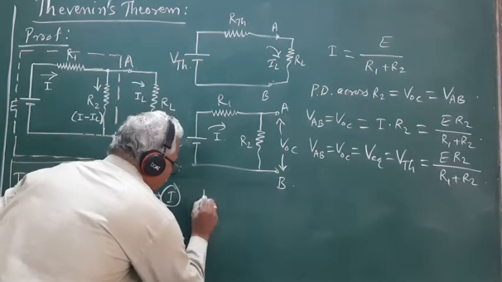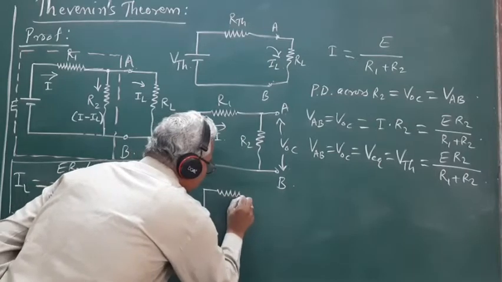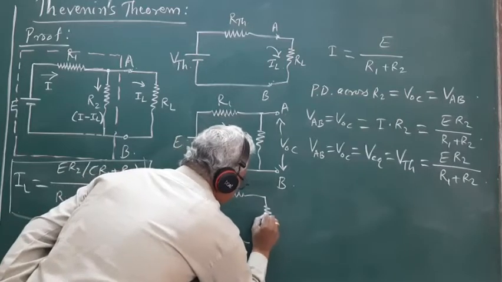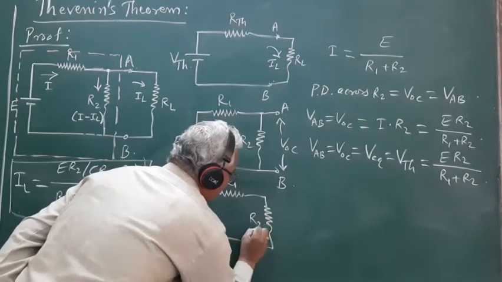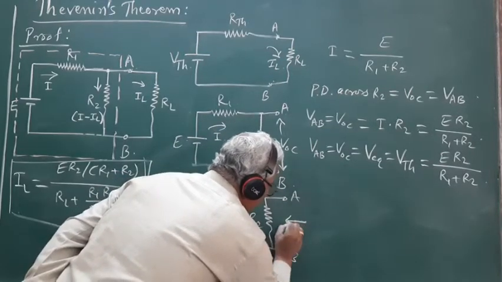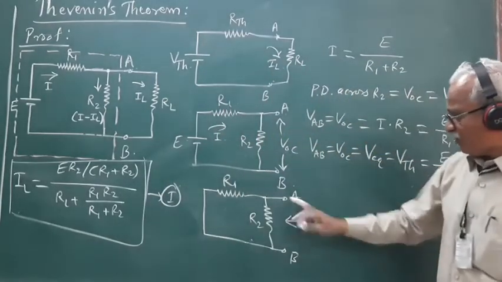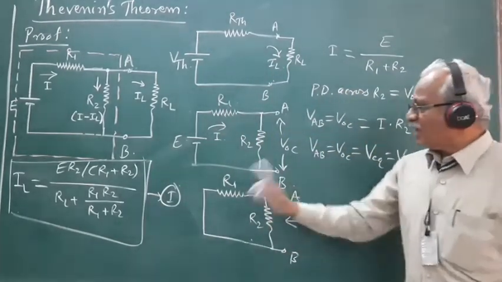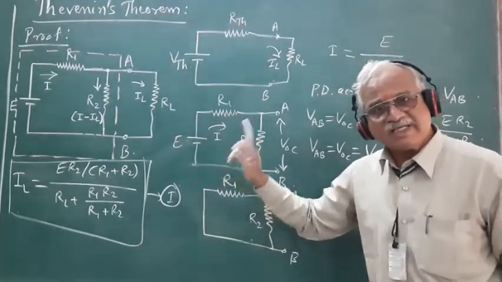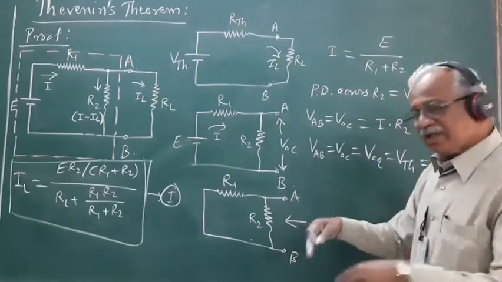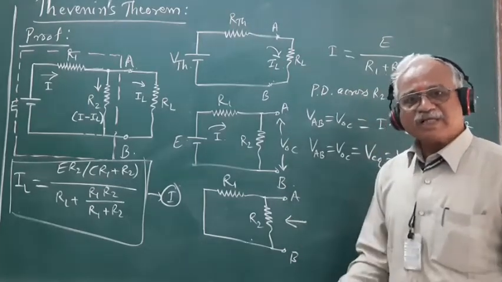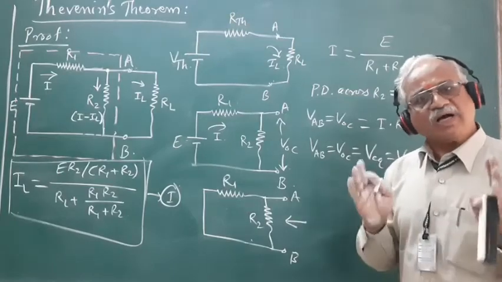So, we get the circuit like this. This is the resistance R1, and this is the resistance R2, and these are the terminals A and B. So when we view this network backwards from the open terminals A and B, and when the source of EMF is shorted for its EMF, whatever the resistance that we observe across the terminals A and B is nothing but the value of R equivalent or RTH.